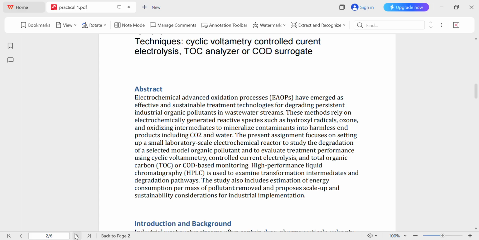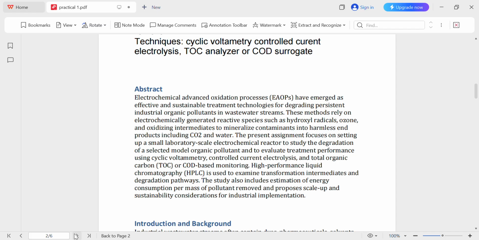Electrochemical advanced oxidation processes work by making very reactive chemicals using electricity. Examples of these chemicals are hydroxyl radicals, ozone, and other strong oxidizers. These chemicals attack pollutants and break them down completely. These pollutants are turned into safe substances like water and carbon dioxide.